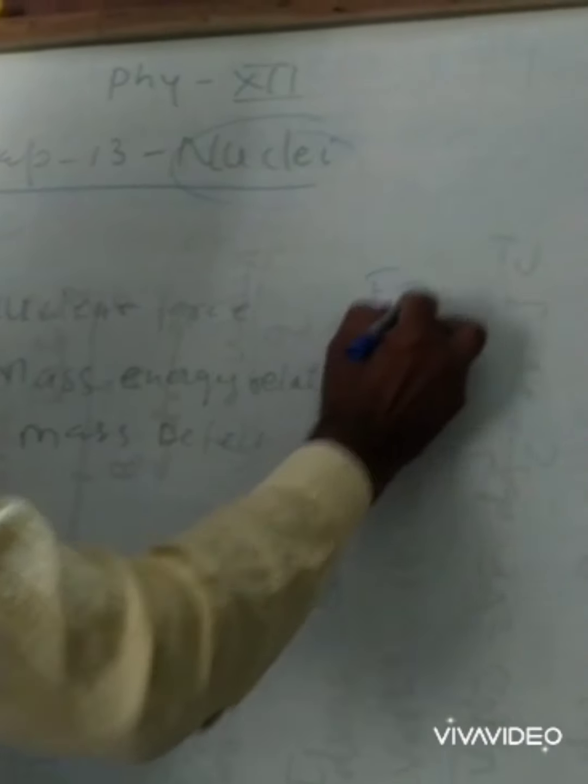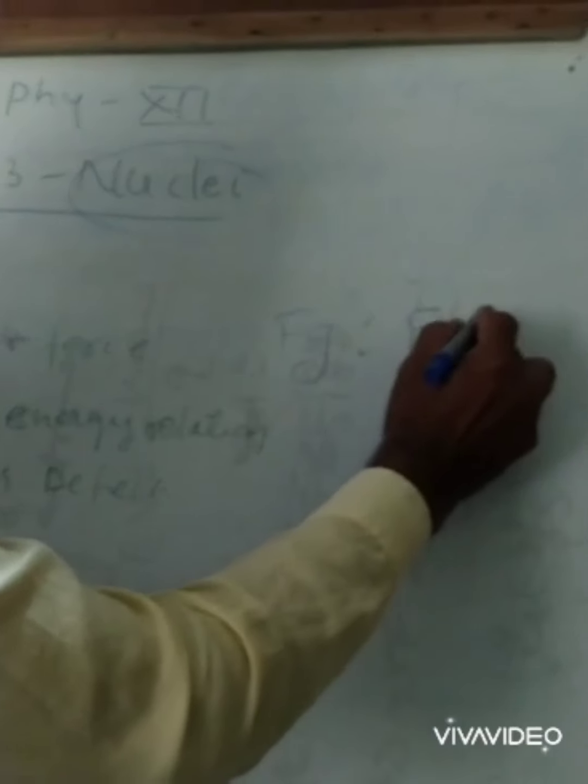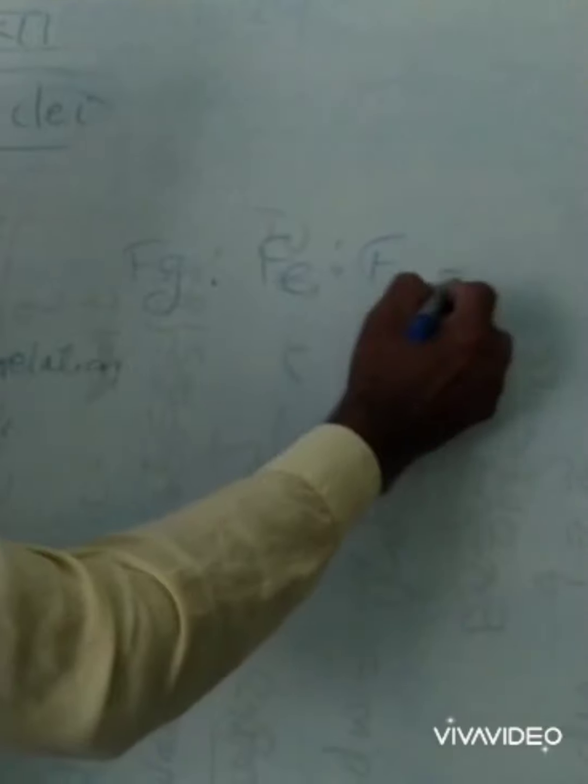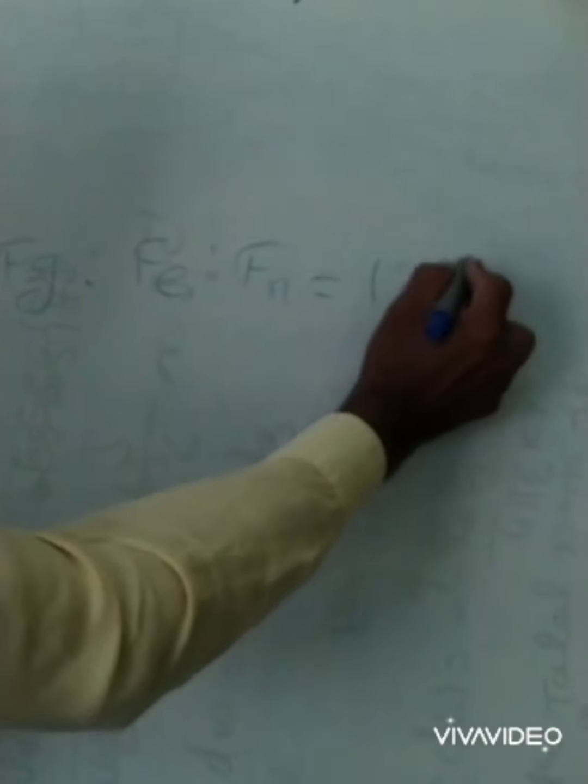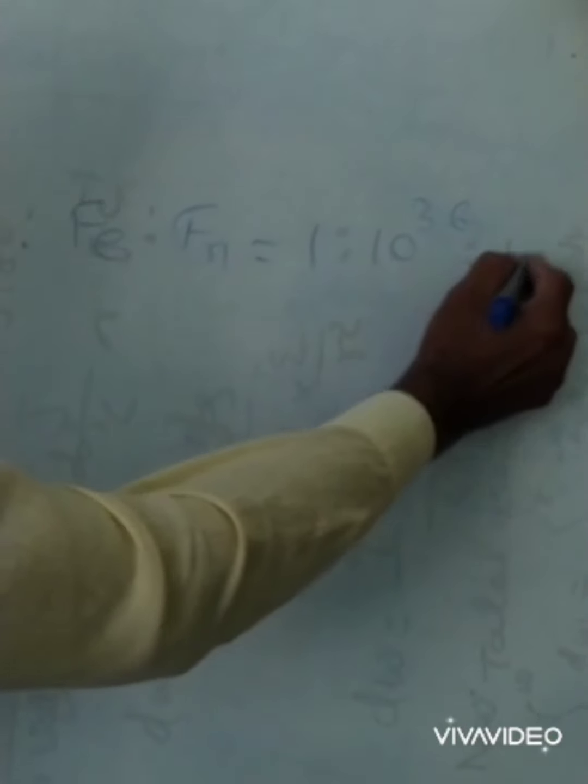First, it is the strongest interaction. We can talk about the force of gravity, Fg, and the force of electron, the ratio you have studied, they ask this in objective questions. One ratio 10 to the power 36 here, and this is 10 to the power 38, this is the ratio. Then short range force.